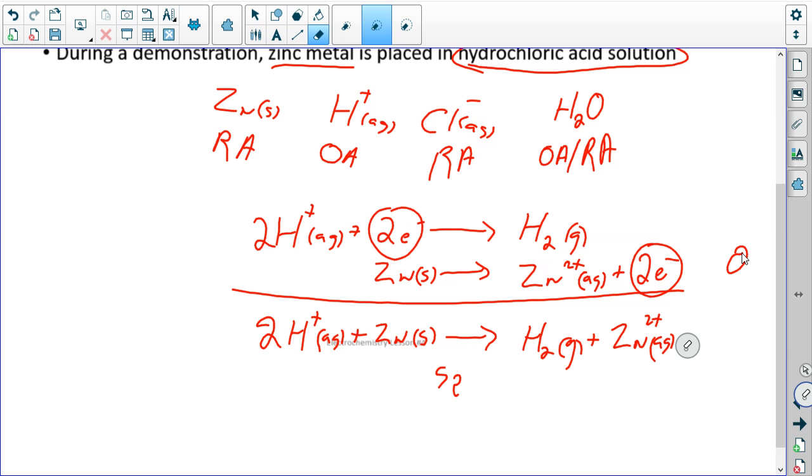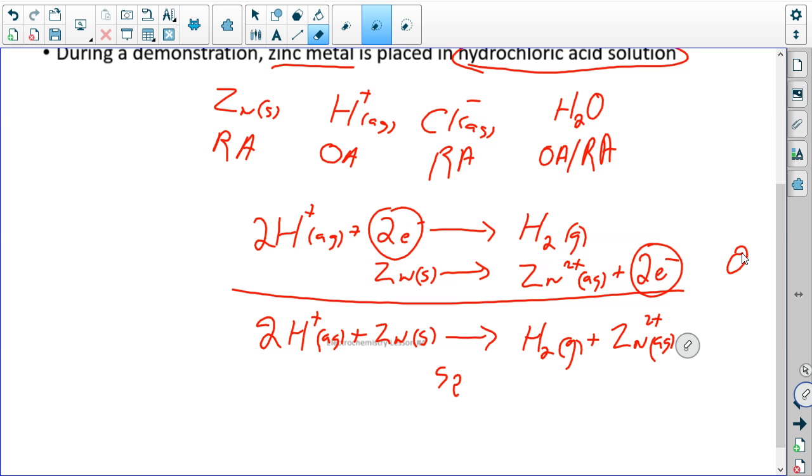What is something that you can observe with your eyes as this reaction takes place? We have the zinc disappearing. The zinc will have less mass. It reacts. What else can we see? We have bubbles formed. So those are the two things that can be seen.